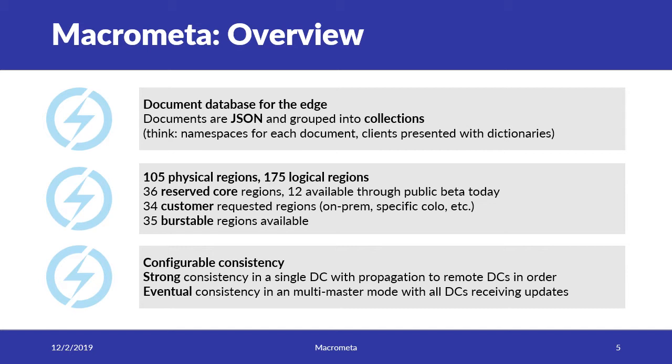Macrometa has configurable consistency, so it has strong consistency where writes are taken in a single DC, they're written in order, and propagation happens to remote DCs in the order that the writes are accepted and applied to the data store. It also operates in eventual consistency mode, which is a multi-master mode where all DCs receive updates and can apply them, and then the updates are propagated in causal order. We'll focus on eventual consistency, which is the more challenging component in this talk.